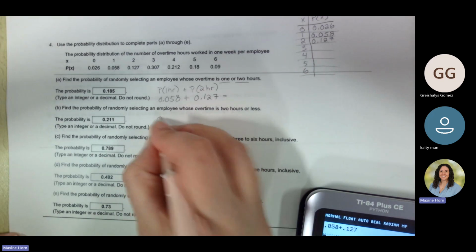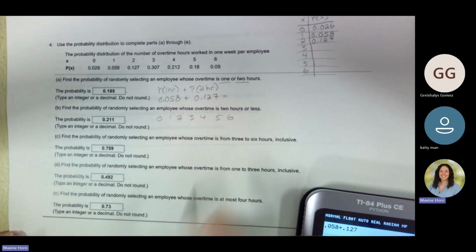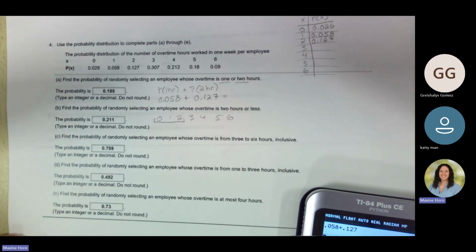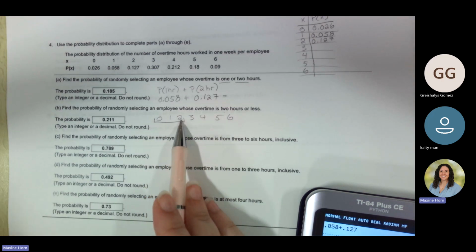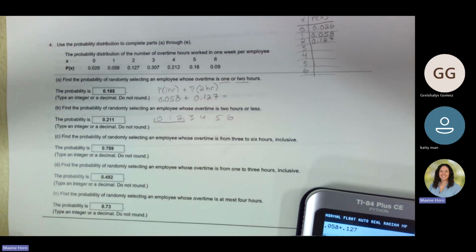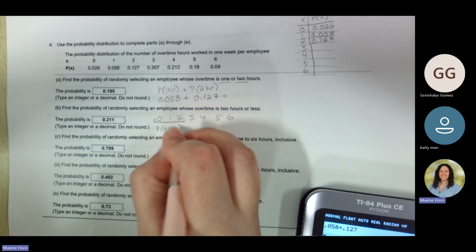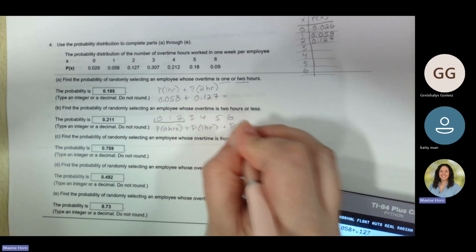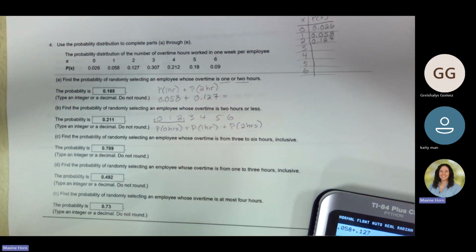Okay, so if we have 0, 1, 2, 3, 4, 5, 6, 2 hours or less. So it can be 0 hours or 1 hour or 2 hours. We're going to take all 3 of those and add them together. So we're doing the probability of 0 hours plus the probability of 1 hour plus the probability of 2 hours, right? We're adding all of those up together.